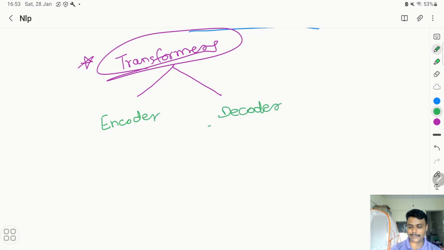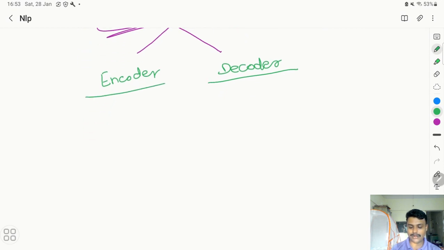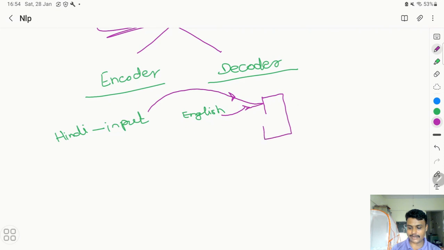In a very simple manner, the encoder will take your input in any language. Suppose you give Hindi language input, and you want to translate Hindi into English. Then the decoder will take English language as input. Here we give some of the encoder's vectors to the decoder vectors, and the decoder was also taking some vectors of the English language. After that, one layer came, and that layer is called the encoder-decoder layer.